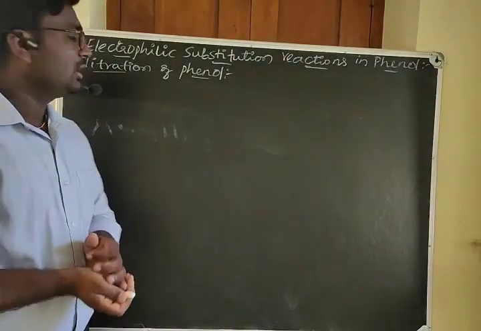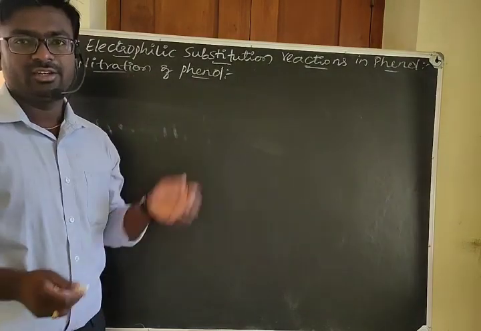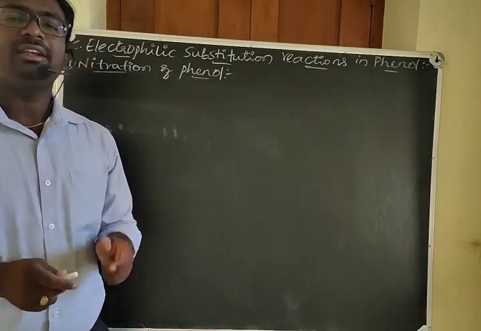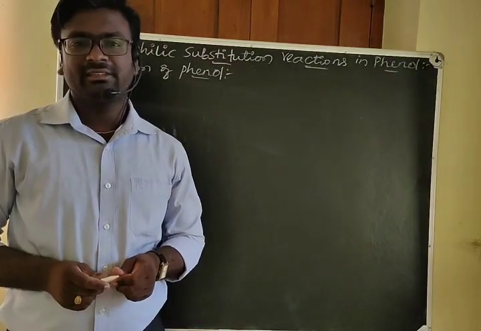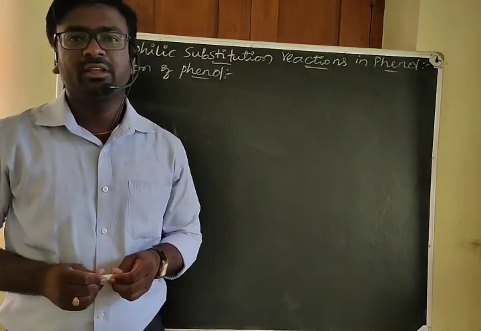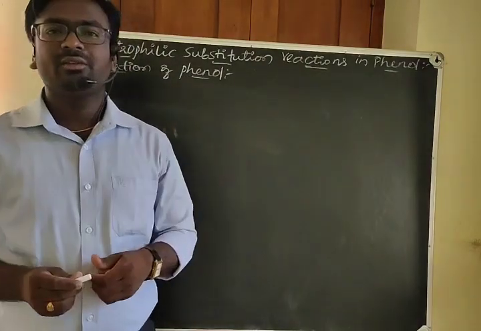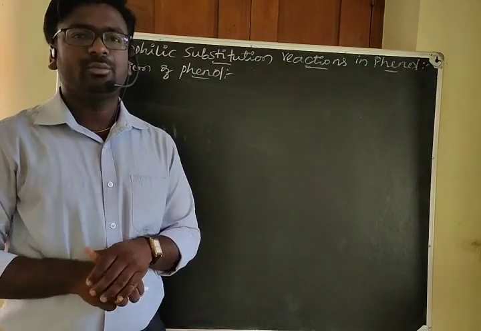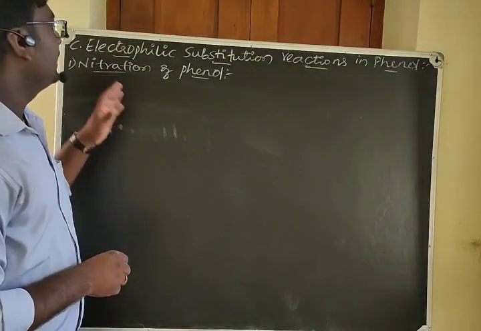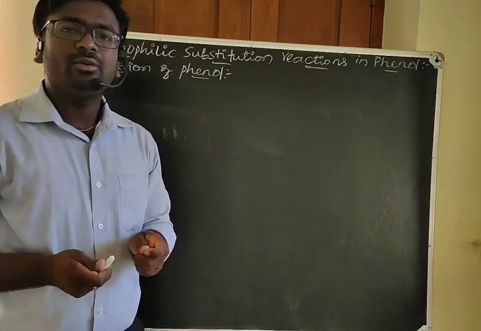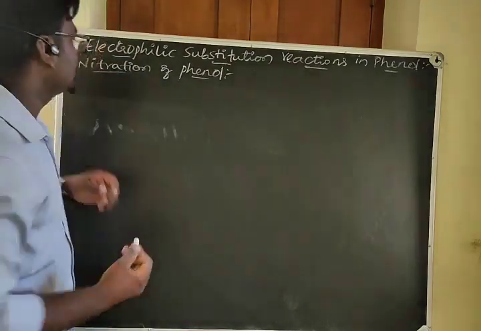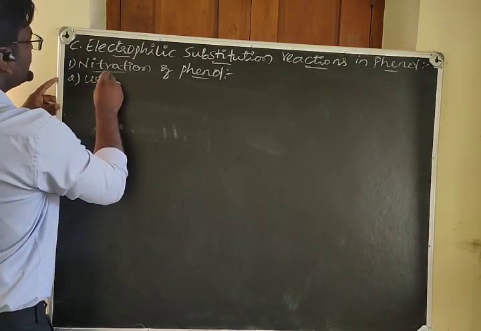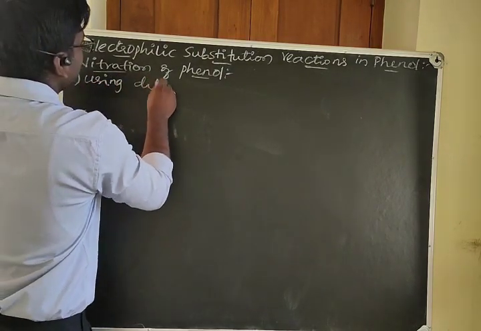Dear students, now we shall consider the nitration of phenol. Here, two cases arise. One is nitration of phenol with dilute nitric acid, which gives some products, and the nitration of phenol with concentrated nitric acid gives another kind of product. Let us observe the differences between the nitration of phenol with dilute and concentrated nitric acids. Firstly, we shall consider the nitration of phenol using dilute nitric acid.